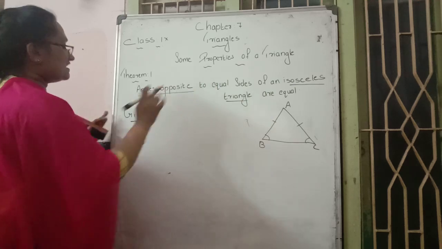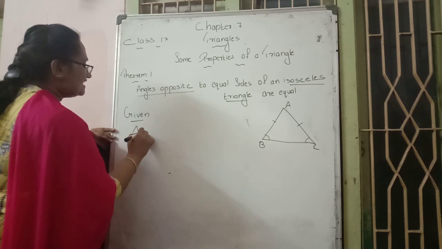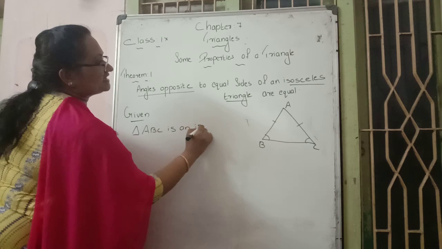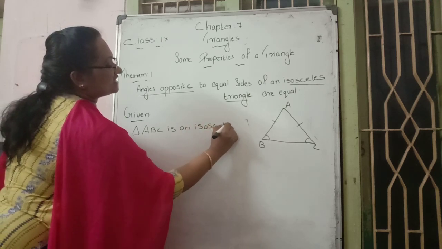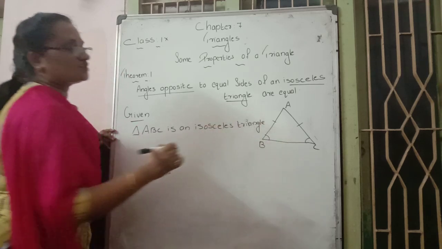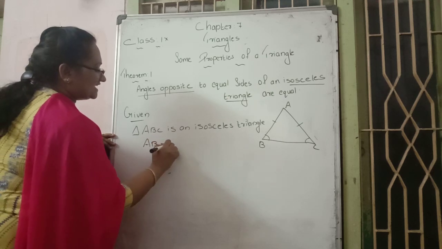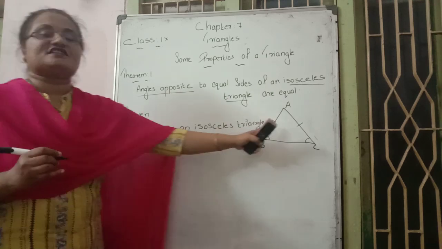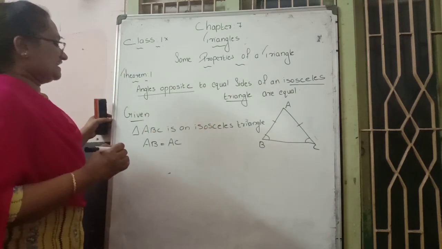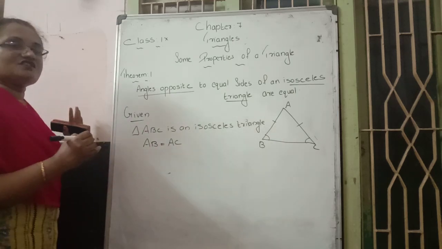In the given case, what information do they give? They give that triangle ABC is an isosceles triangle. The specialty of an isosceles triangle is that 2 sides are equal. Which are the 2 sides? AB side and AC side are equal. That information is also given in the question. These are the pieces of information they gave in the question.